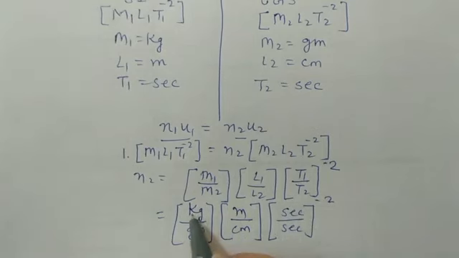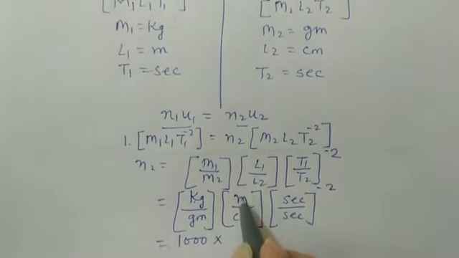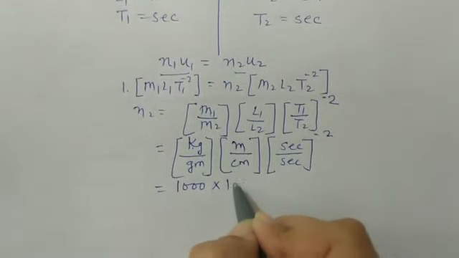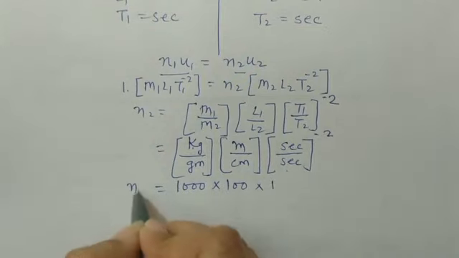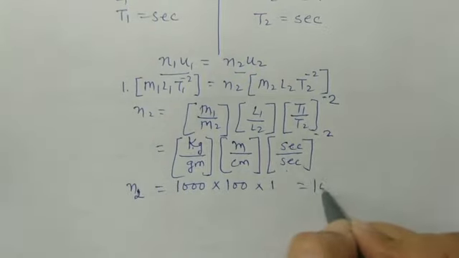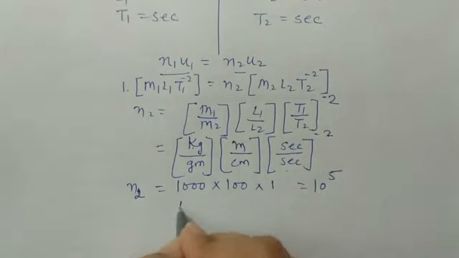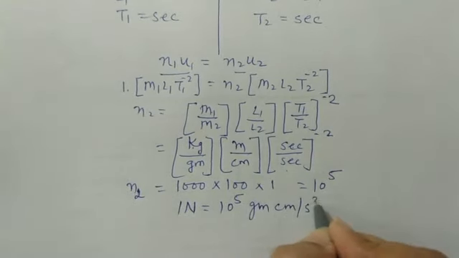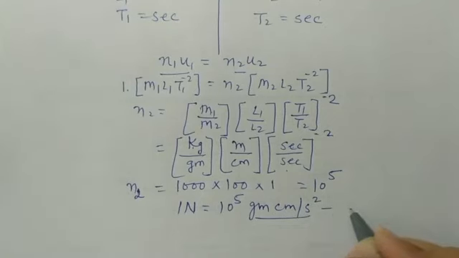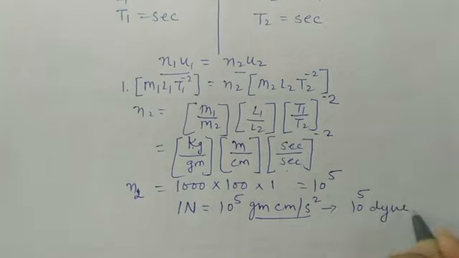Now we will convert 1 kilogram into gram. Gram unit is cancelled, so we get the number 1000 into 1 meter is equal to 100 centimeters, so this is 100 into second cancelled, 1 raised to power minus 2 is 1. So value of N2 is 10 raised to the power 5. That means 1 Newton force is equal to 10 to the power 5 gram centimeter per second square, which is also called dyne. So it is equal to 10 to the power 5 dyne.